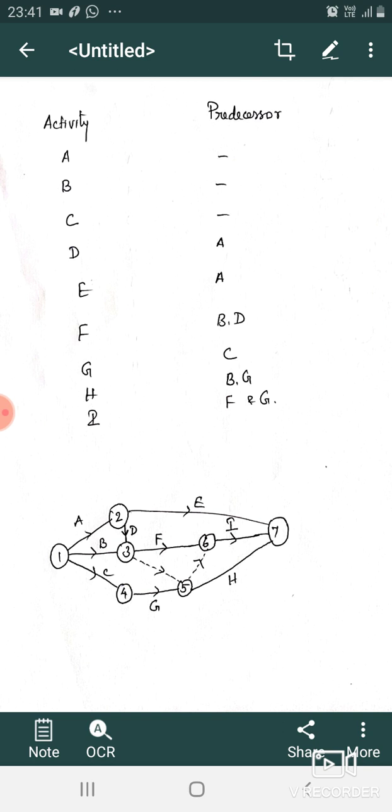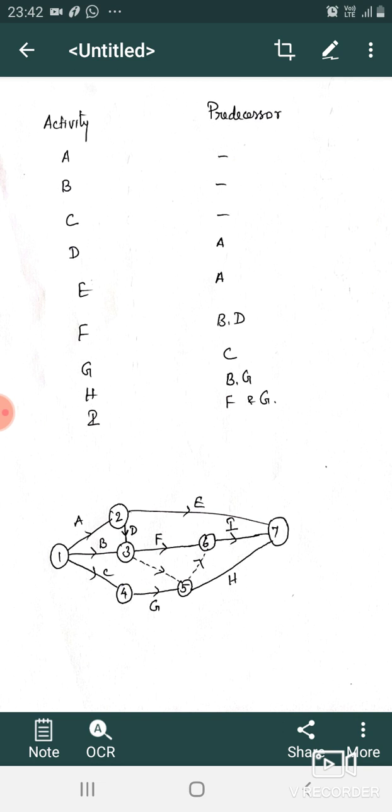So we are connecting the activities B and G by using a dummy activity from the third node to the fifth node. Okay, so we are connecting B and G by using the dummy activity. And next we can draw the activity H from the fifth node.